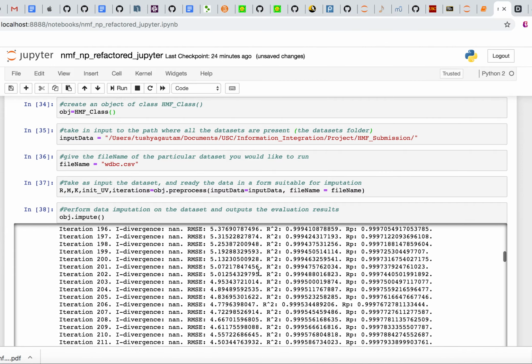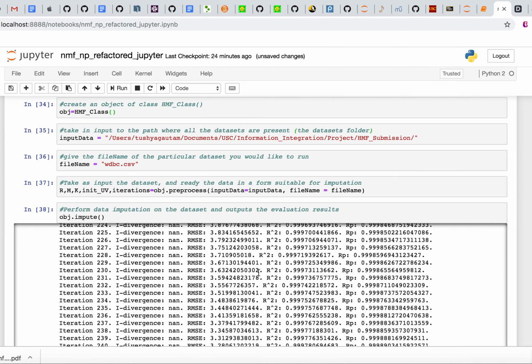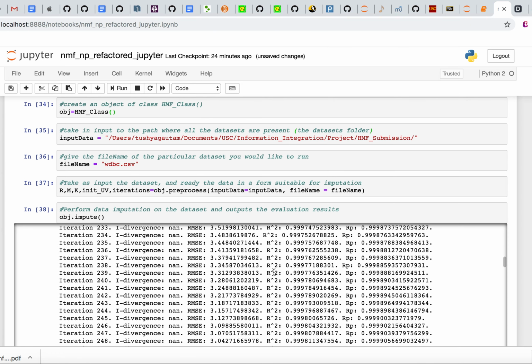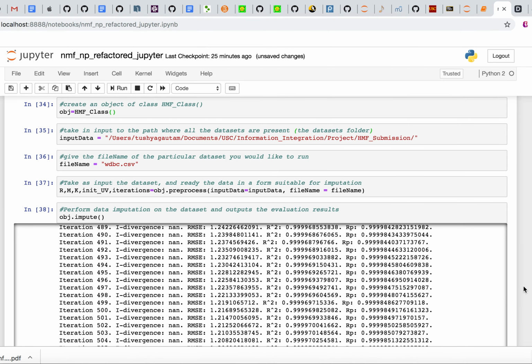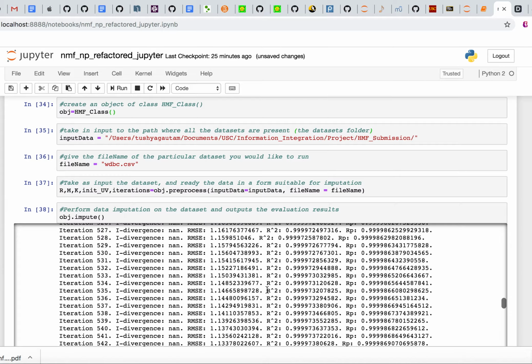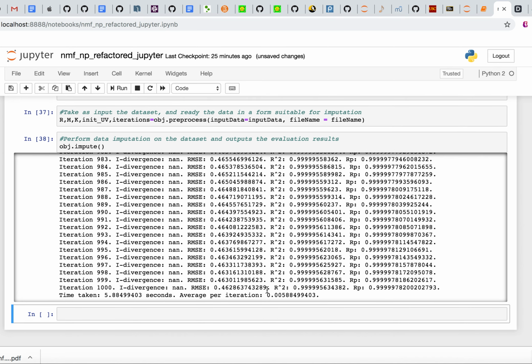As you can see, as you go through the iterations, the RMSE value decreases more and more. For this algorithm, we also provided the R square and Pearson's coefficient as extra evaluation metrics. So as you can see, after 1,000 iterations, the final RMSE value we get is around 0.46, which provides extremely accurate results for data imputation. Thank you.